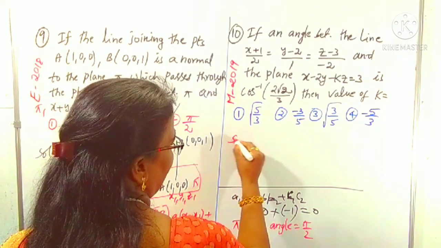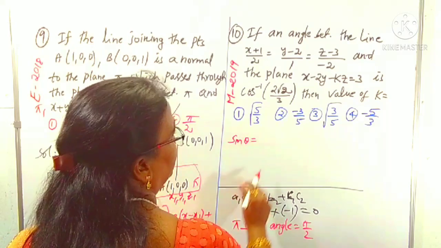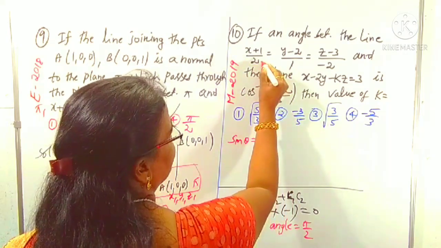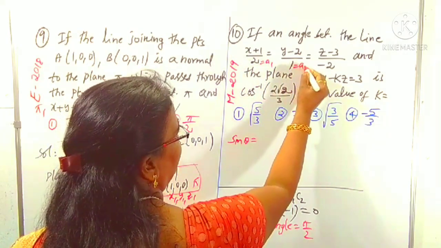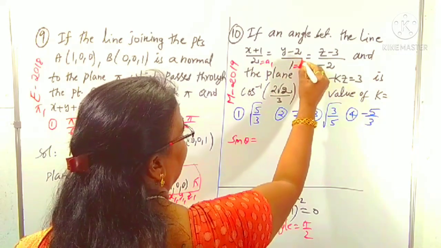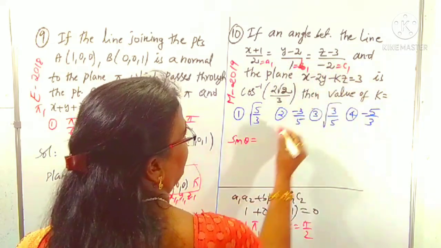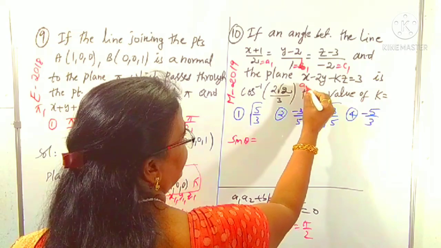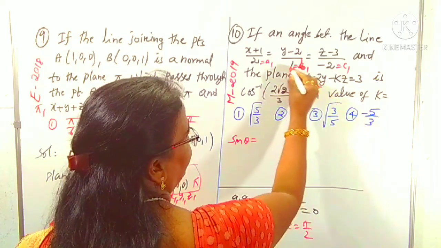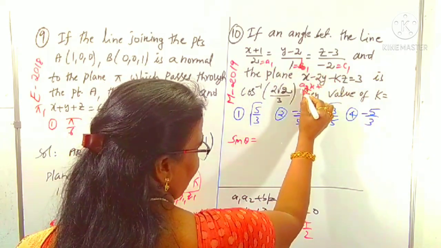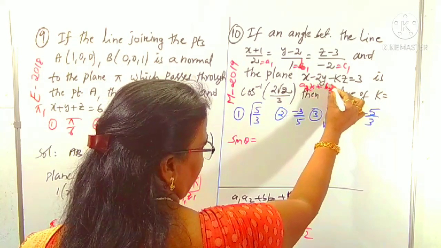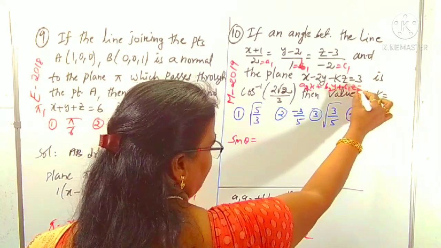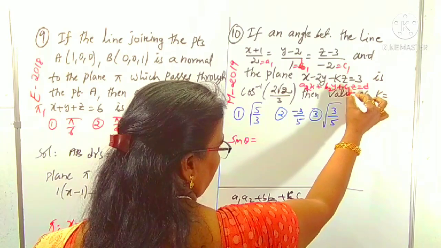First we can use sine theta. Here this is A1, this is A2, A1, B1, A1, B1, C1. These are the A1x plus B1y plus C1z equals D1. We are already using A1, B1, C1. For the second plane you get A2x plus B2y plus C2z equals D2.